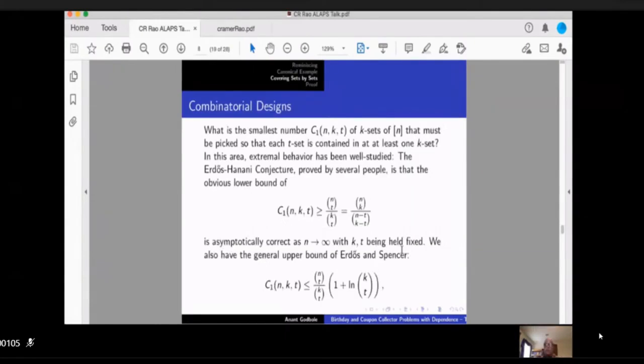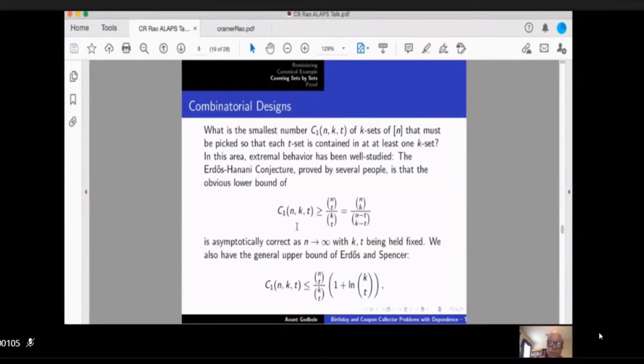All right, so let me switch to combinatorial designs. Over here, what we're trying to do is slightly different. Let's talk of a set of size n, that's your base set. Your job is to look at every set of size t, and you can think of those as your boxes. What you're doing is selecting as few sets of size k as possible so that every t set is contained in at least one k set that is picked. Of course, k has to be greater than or equal to t.